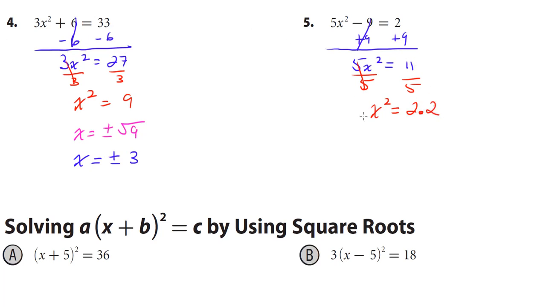So if x squared equals 2.2, then x equals positive or negative radical 2.2. And this is going to be an irrational number. So if I take this answer and I find the square root of 2.2 and I round it to the nearest hundredth, that is going to be x equals positive or negative 1.48.